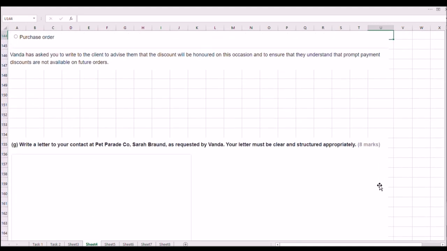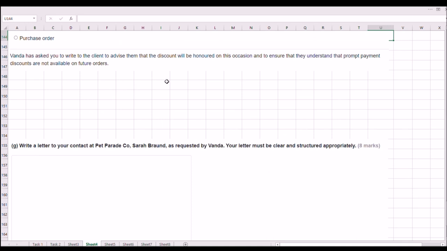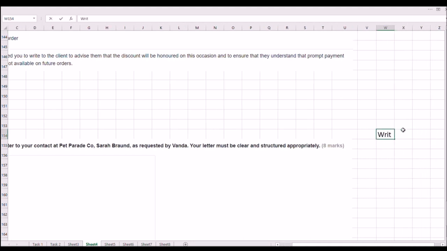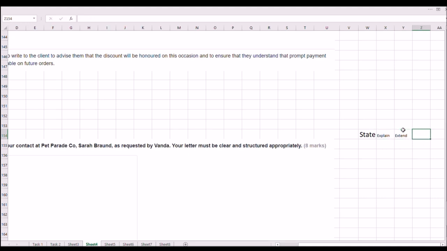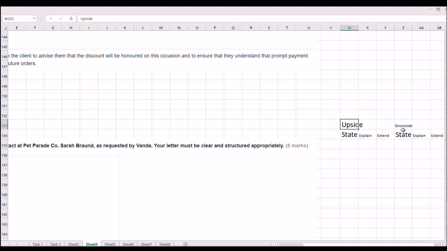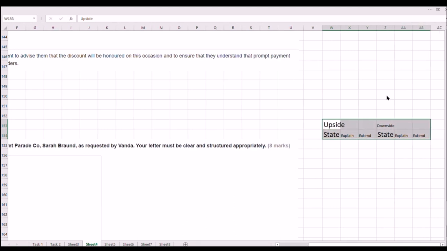Right. And now we're into a situation where a vendor has asked you to write to the client advising them that the discount will be honoured on this occasion, and ensure that they understand that prompt payment discounts will not be available on future orders. So let's first of all start with our writing. We're going to go state, explain, extend, and we're going to do that twice, and we've got our upside and downside. So this is our little framework, upside and downside. That's the first thing here. Let's just get that in. Actually, let's make all that bigger. And the other thing is we're going to write to them.